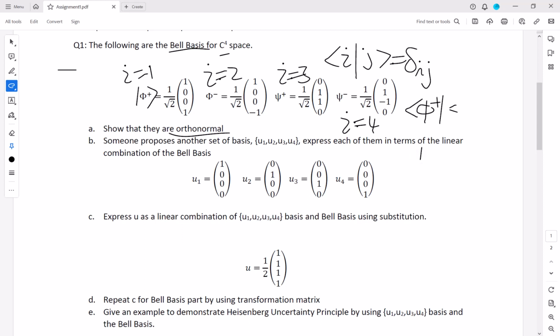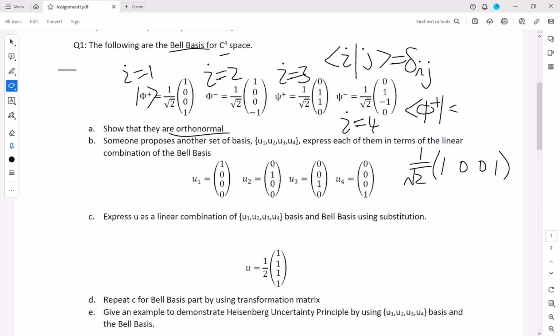It becomes 1 over square root 2, 1, 0, 0, 1. Are you guys okay with this? And then do the inner product, right? Do the inner product to itself, do the inner product to others. If you want to show this is orthonormal, you need to do all of them. So 16 operations, but they're all 1 and 0. You will see that easily.